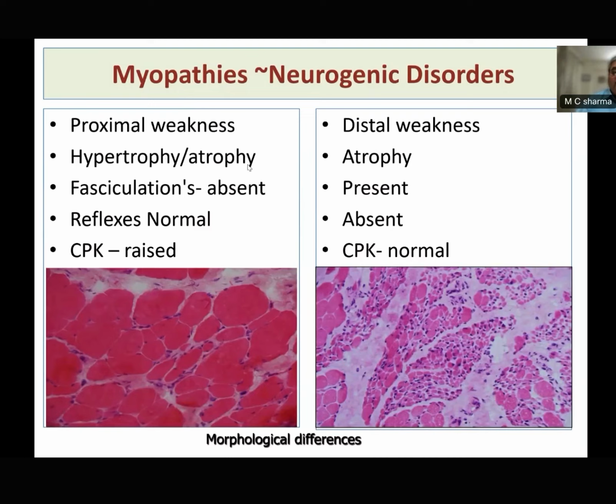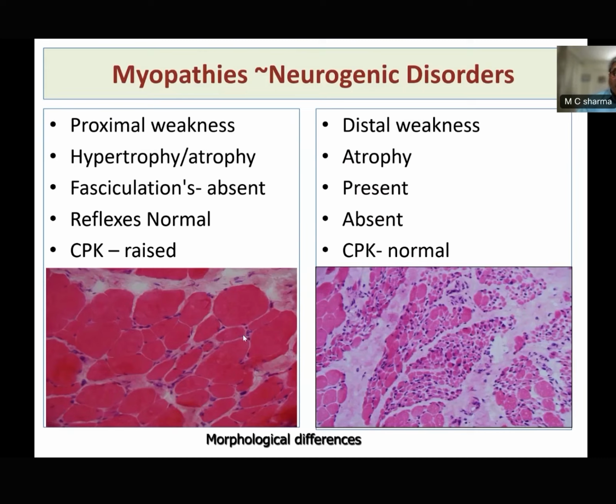There is hypertrophy or atrophy of the muscles in myopathy, but in neurogenic, it is always atrophy. Fasciculations are absent in muscular dystrophy, but they are present in neurogenic disorder. Reflexes are normal, whereas they are absent in the neurogenic. CPK is raised; it varies depending upon the subtype or the severity of the disease. Whereas in neurogenic, it is normal.